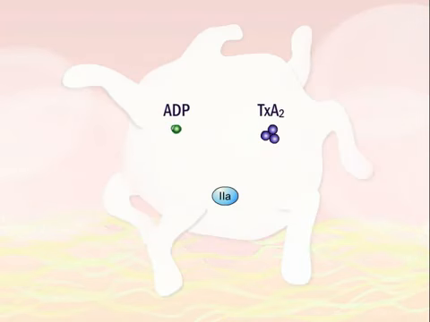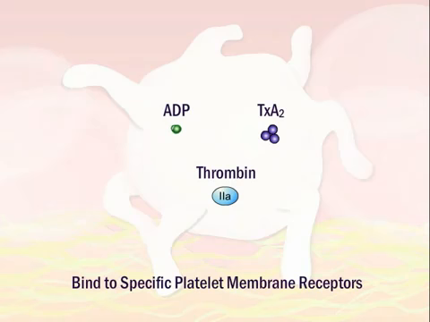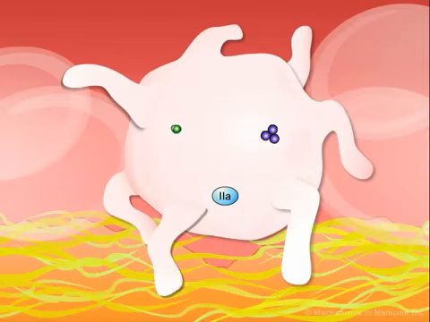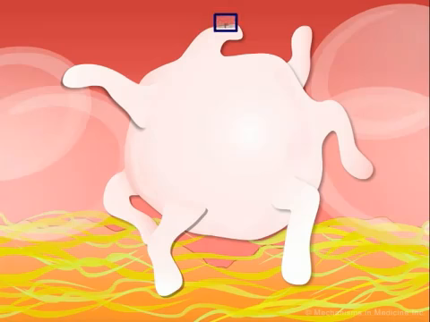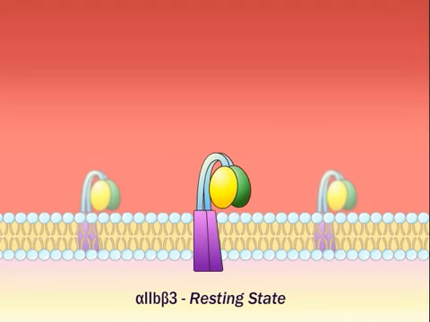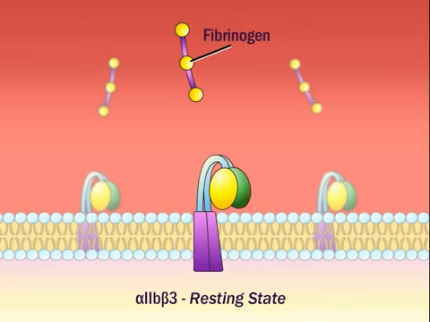ADP, thromboxane A2, and thrombin bind to specific platelet membrane receptors and stimulate aggregation on and around the platelets adherent to the subendothelium via receptor-mediated signal transduction events. Aggregation is an active metabolic process. Binding of any of the agonists to their respective membrane receptors initiates signaling pathways that ultimately convert integrin alpha-2b beta-3, or GP2b3a, from a low-affinity resting state to a high-affinity activated state for binding extracellular soluble ligands such as plasma fibrinogen and von Willebrand factor.